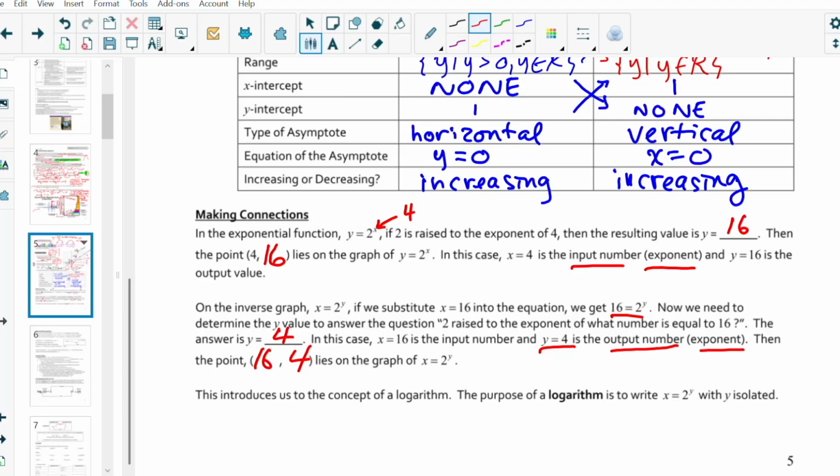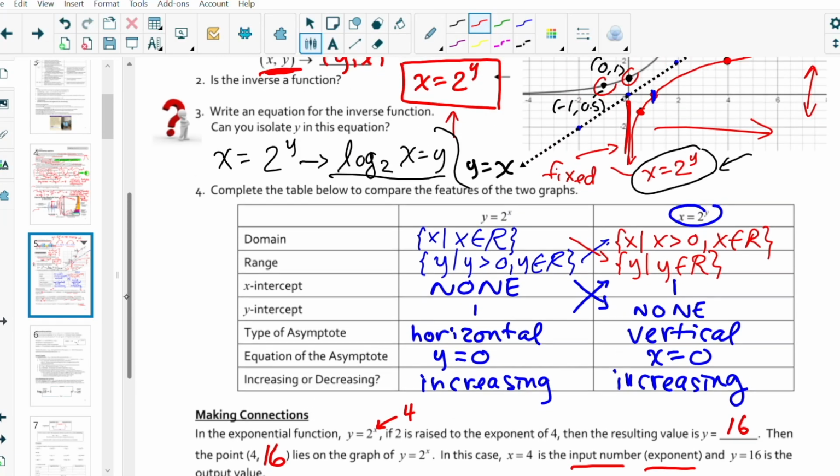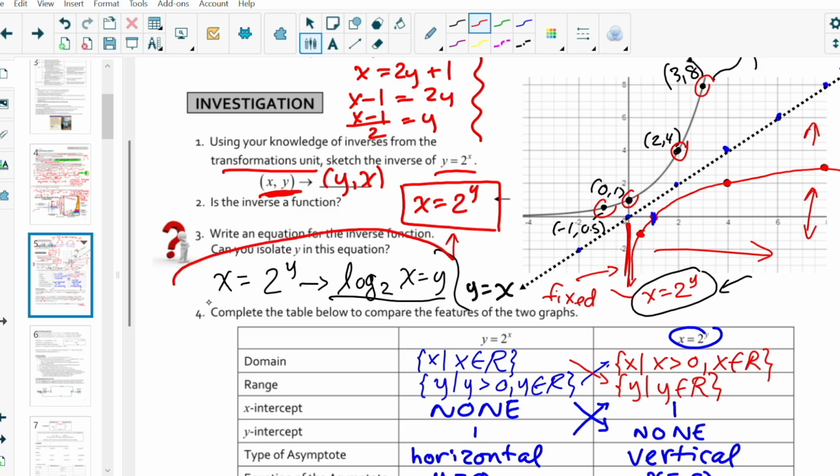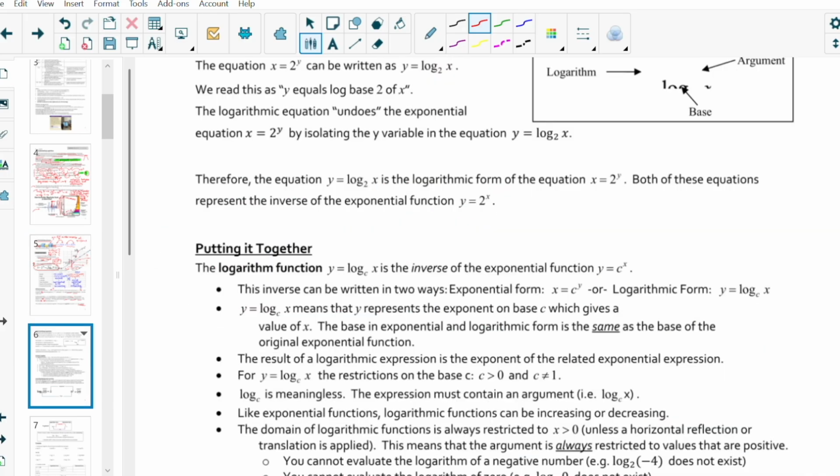This introduces us to the concept of a logarithm, and the purpose of a logarithm is to write x equals 2 to the y with y isolated, which I briefly showed you up here, which right now looks like magic, but we'll explain.